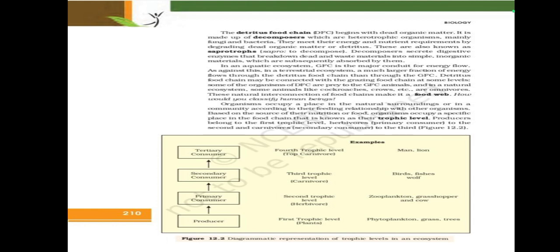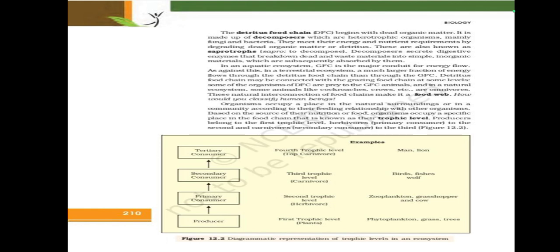The detritus food chain, DFC, begins with dead organic matter. It is made up of decomposers, which are heterotrophic organisms, mainly fungi and bacteria. They meet their energy and nutrient requirements by decomposing dead matter, so they are called saprotrophs. Now, how do they decompose? Decomposers secrete digestive enzymes that break down dead and waste materials into simple inorganic materials, which are subsequently absorbed by them.